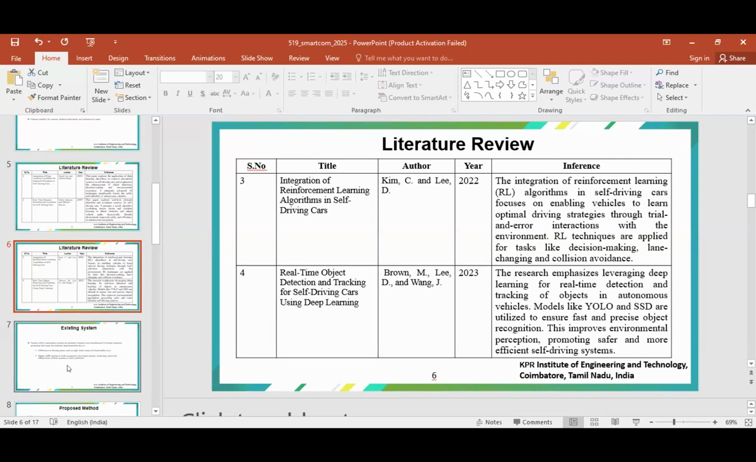And the last paper is Real-Time Object Detection and Tracking for Self-Driving Cars Using Deep Learning. This emphasizes leveraging deep learning for real-time detection and tracking of objects in autonomous vehicles.